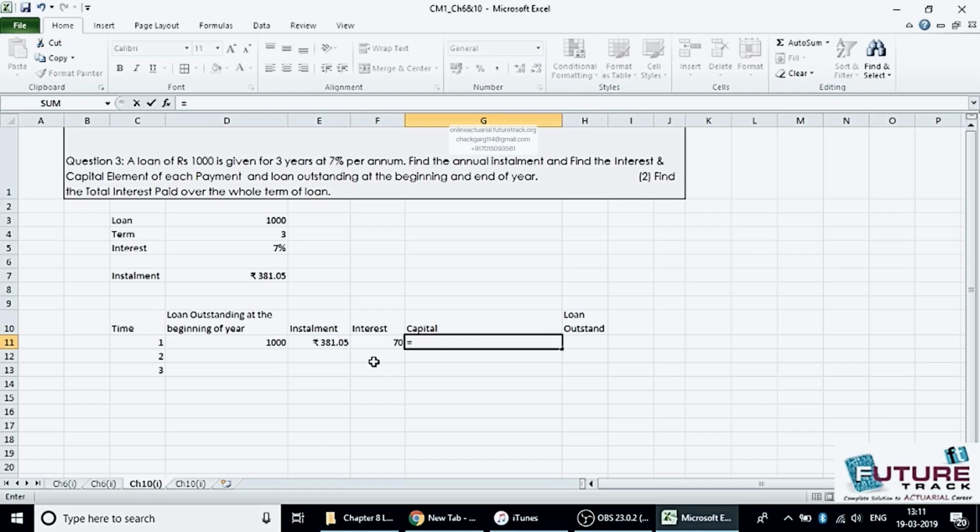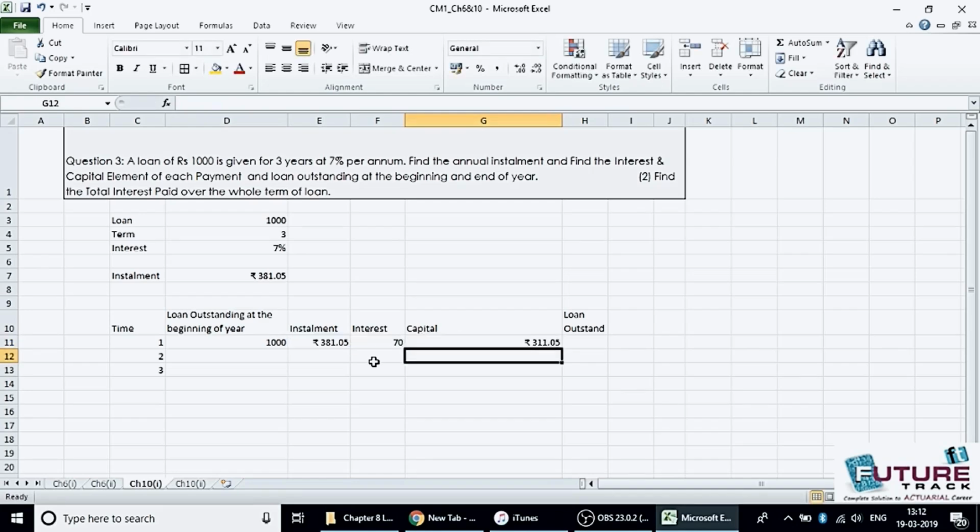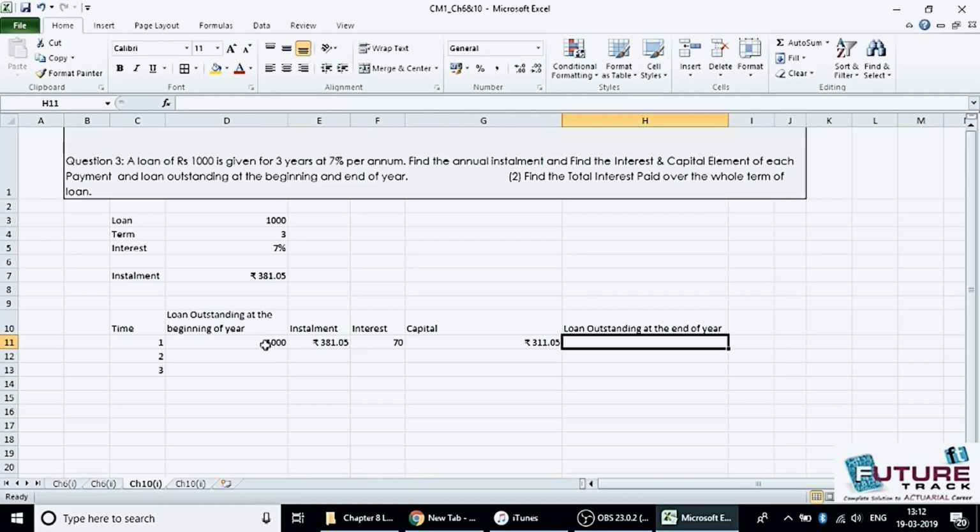The capital formula is what? If I subtract installment minus the interest part. Fine. And what is the way of finding a loan outstanding? See, this is the loan at the beginning. At the end of the year, we have this capital. So loan amount minus the capital. So this is the loan outstanding at the end of the year.